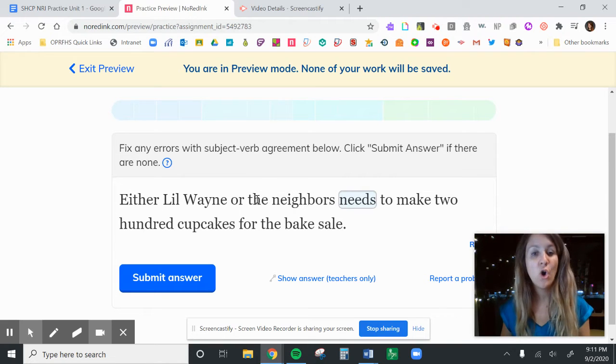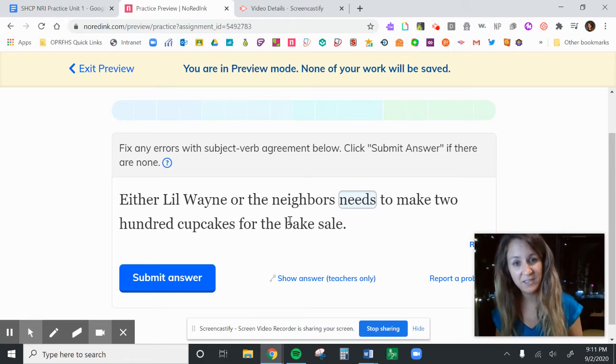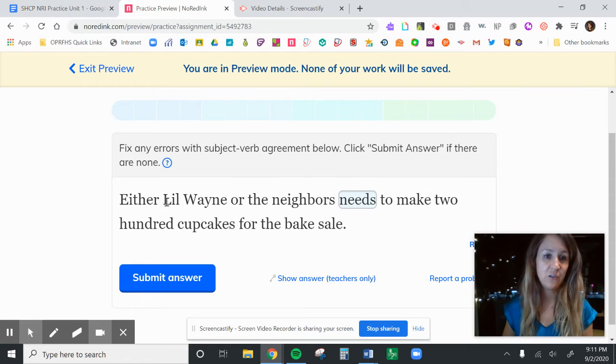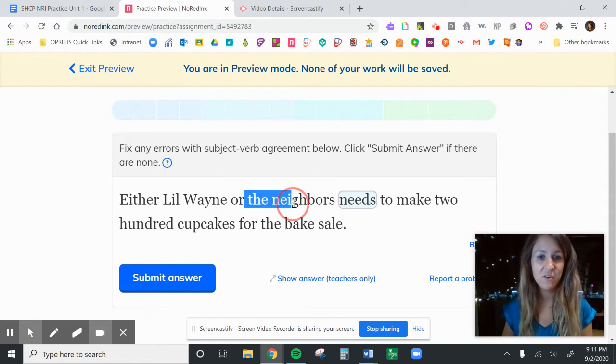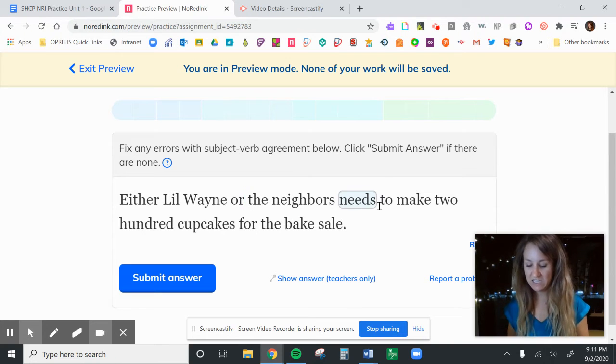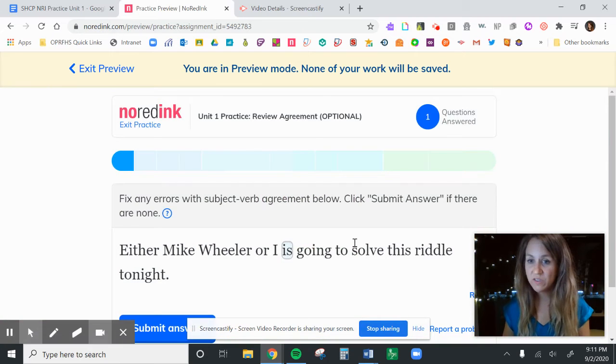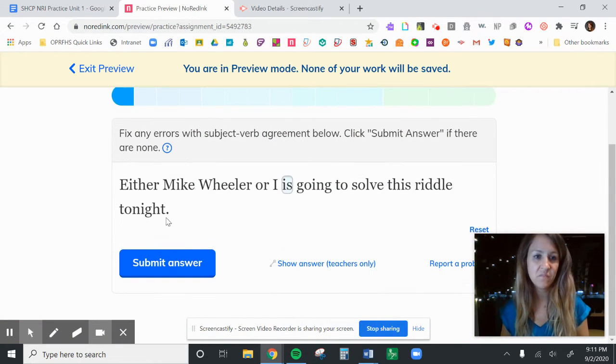Either Lil Wayne or the neighbors needs to make 200 cupcakes for the bake sale. So in this case, Lil Wayne is singular, the neighbors is plural, the verb is closer to the neighbors. So the neighbors needs to make, the neighbors need to make. Need makes sense there. So because the neighbors is closer, that's the one I'm going to go with.